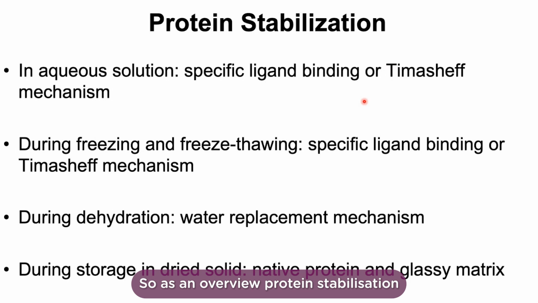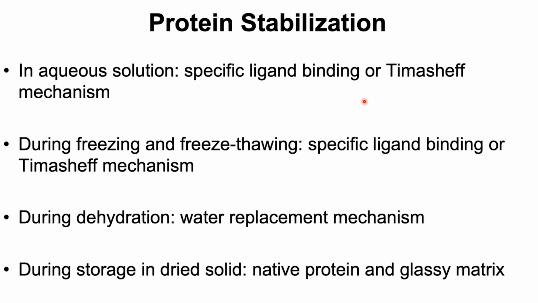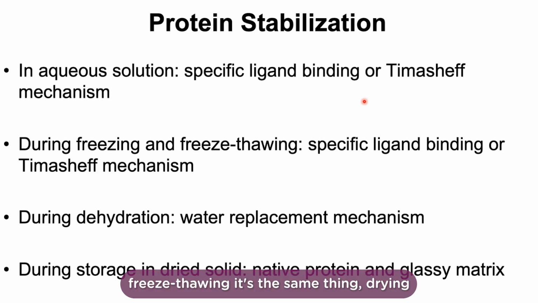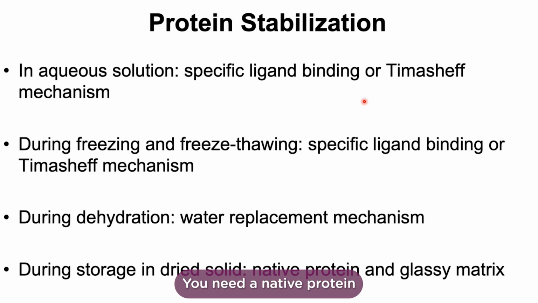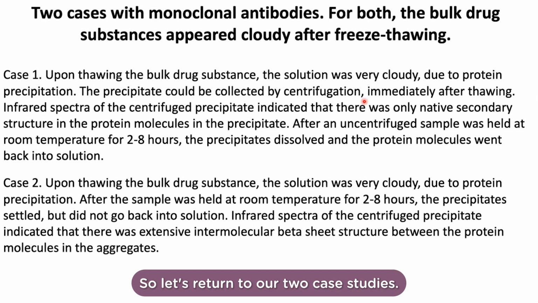So as an overview, protein stabilization, it's either ligand binding or Timasheff mechanism. Freeze thawing, it's the same thing. Drying, it's water replacement. And storage, you need a native protein and a glassy matrix with a high glass transition temperature. So let's return to our two case studies.